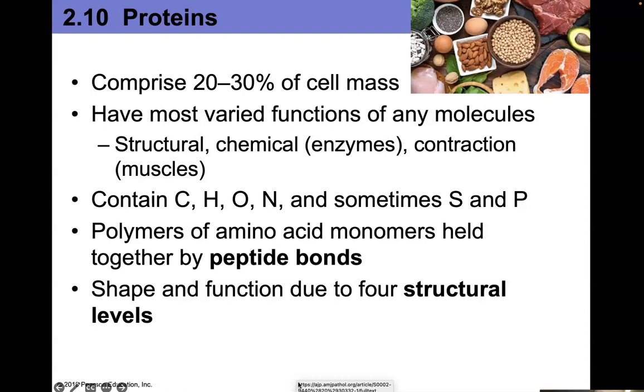So lastly, we're going to talk about proteins, and then nucleic acids are our last two organic compounds. Proteins, you probably know, have a variety of functions. They're structural, they're chemical, they make up our enzymes, right? Really important. They're important for muscle contraction. And they're obviously polymers of our amino acids. Our amino acids are the monomers, and we put those amino acids together with peptide bonds to form our polypeptides or our proteins, okay? And then what makes those polypeptides into actual proteins is the structural folding of that.